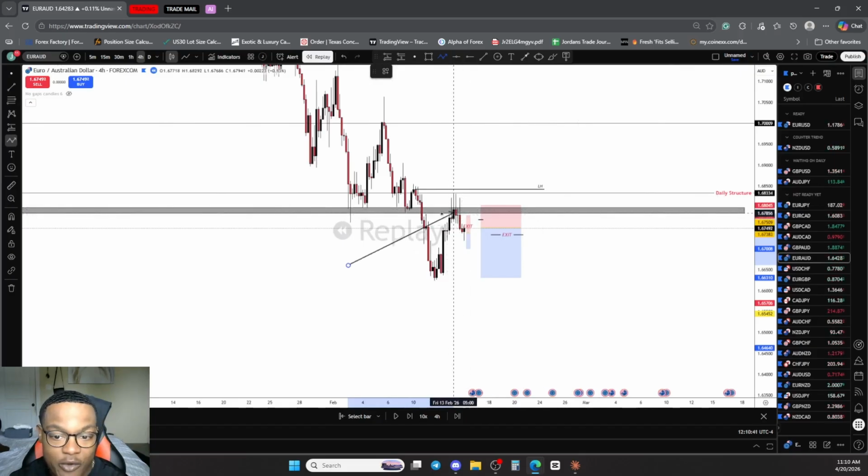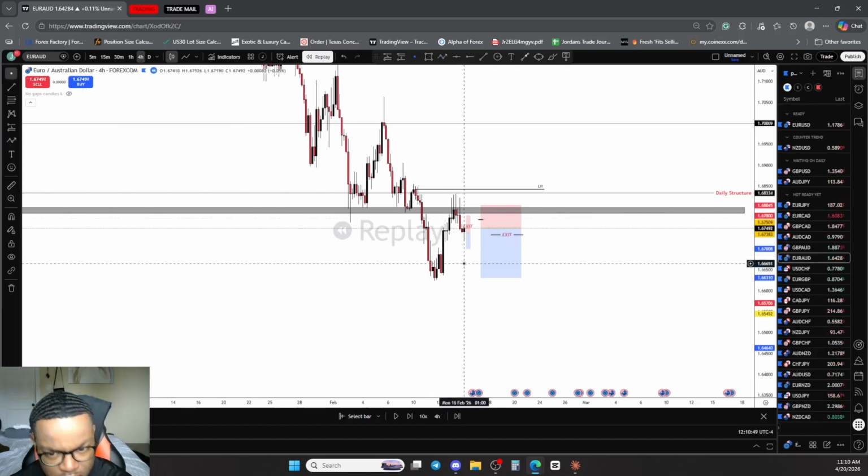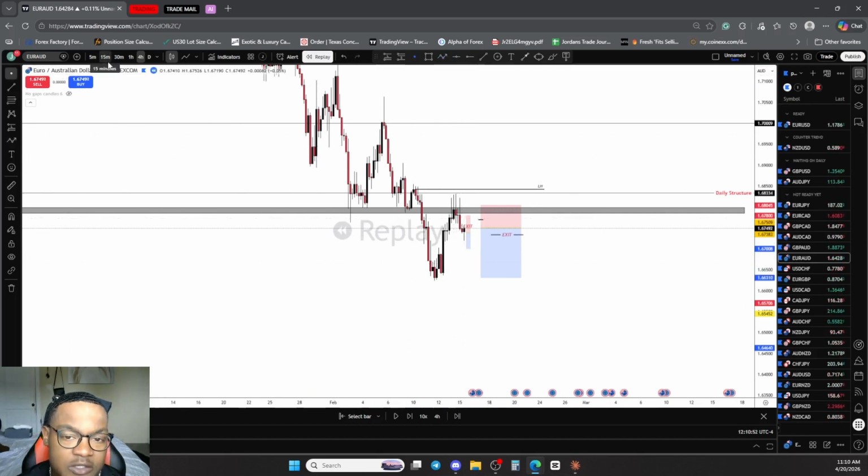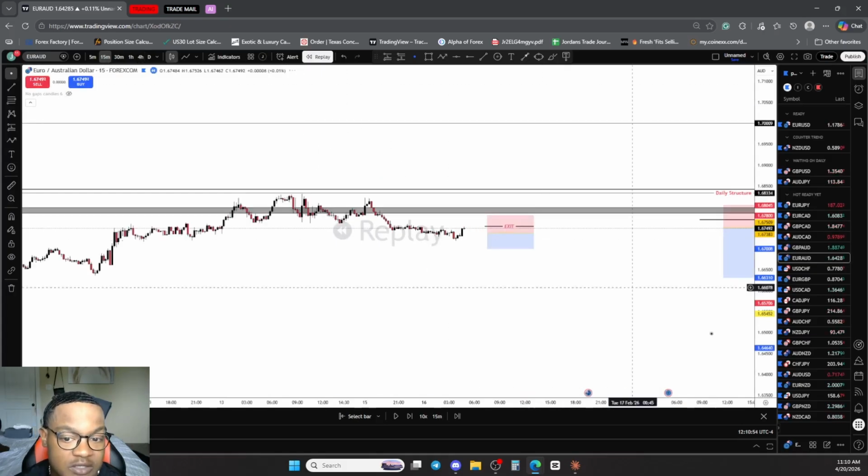So I would rather bounce from this zone while finding my entry than being in no man's land trying to enter this trade, which is what I did. So it's 4 in the morning, which is good. We're still in session. This is London session, so I'm still in session to trade.